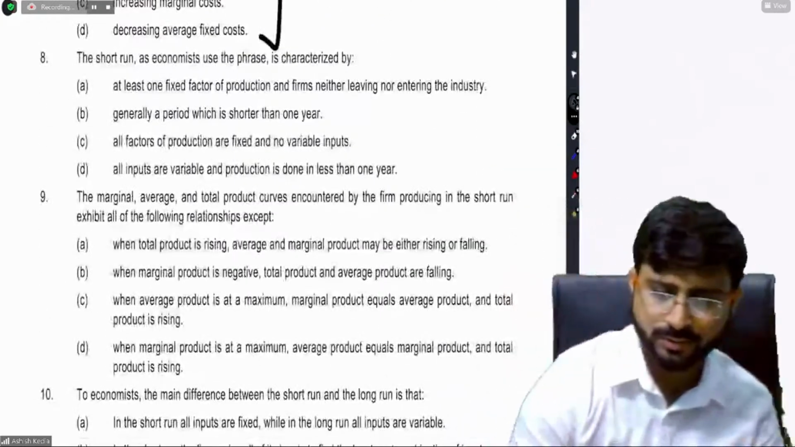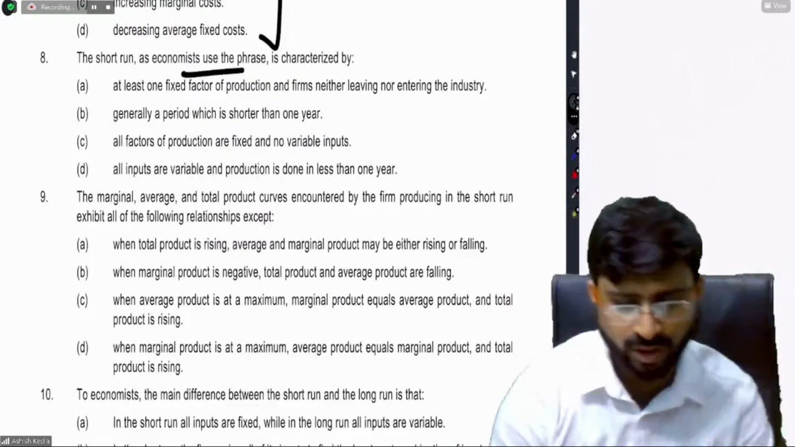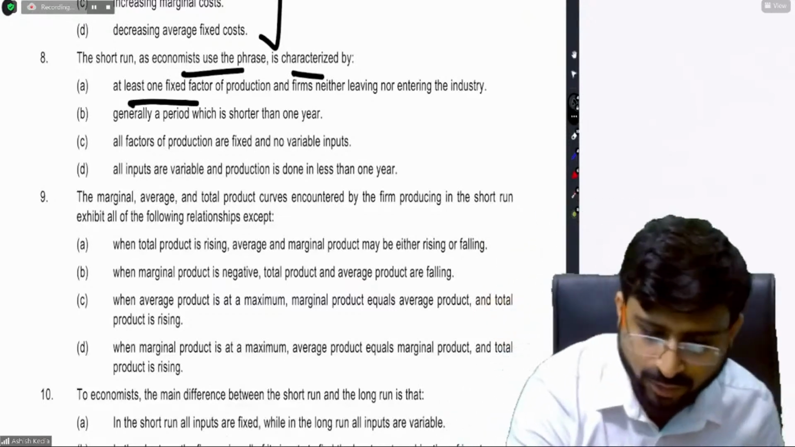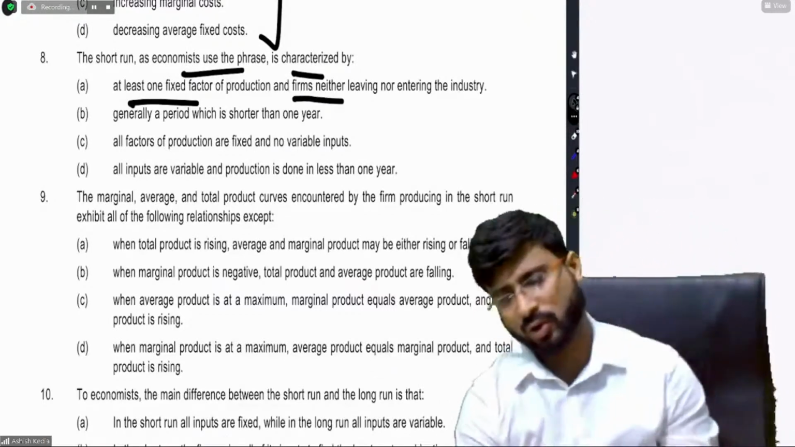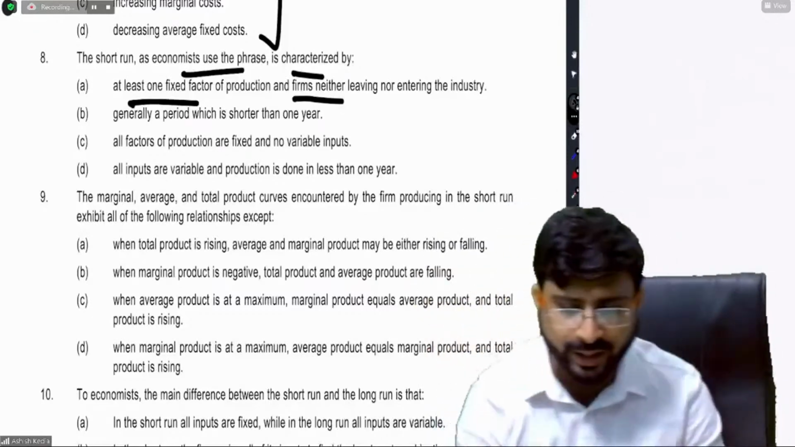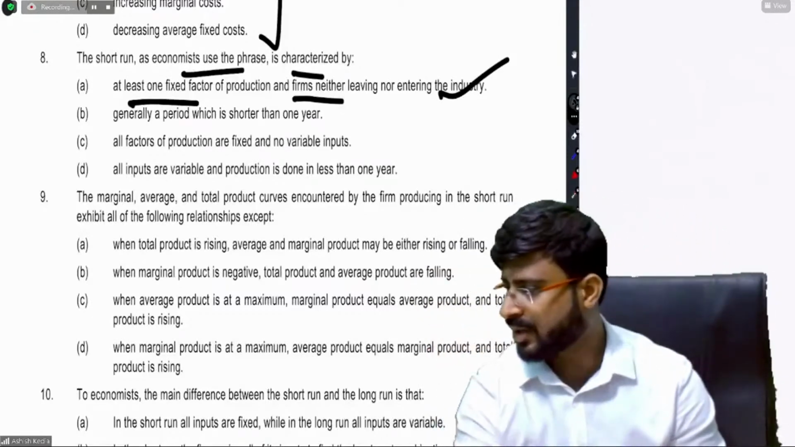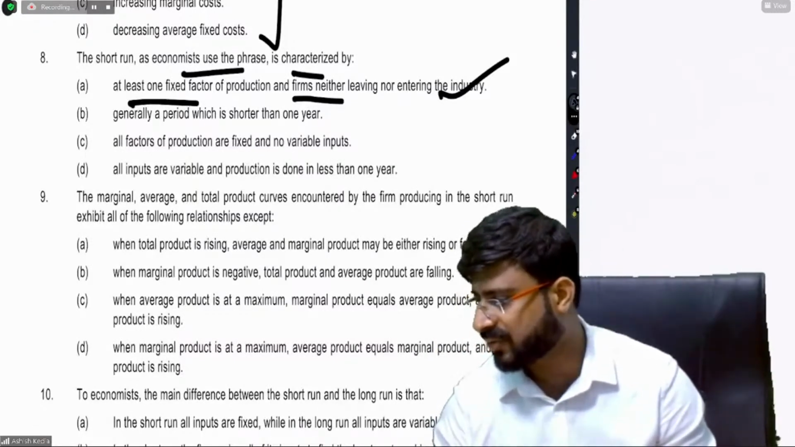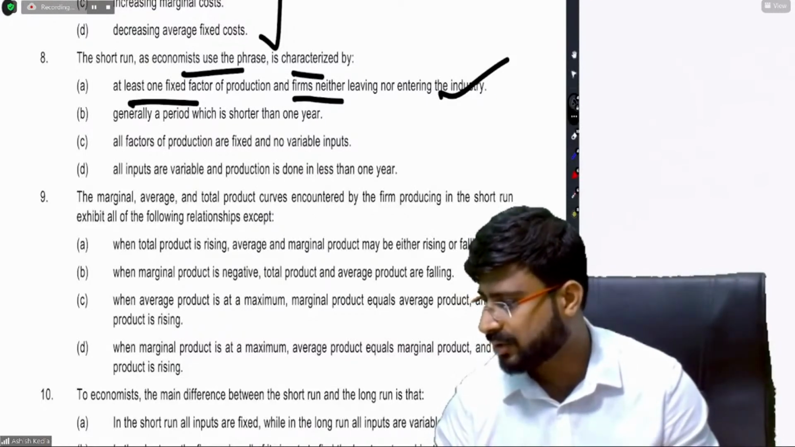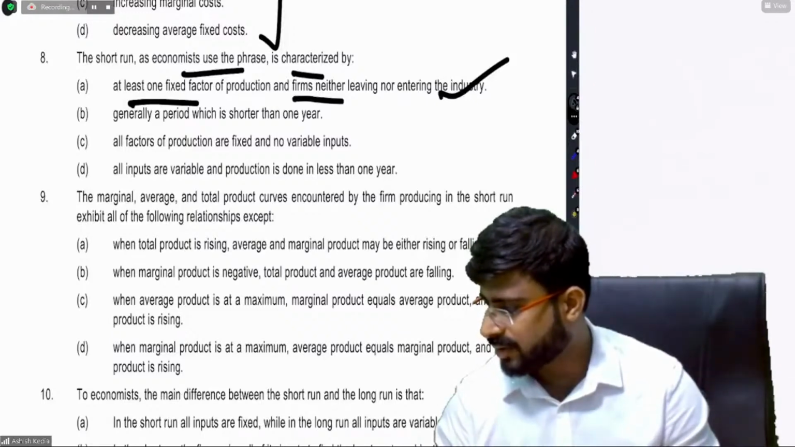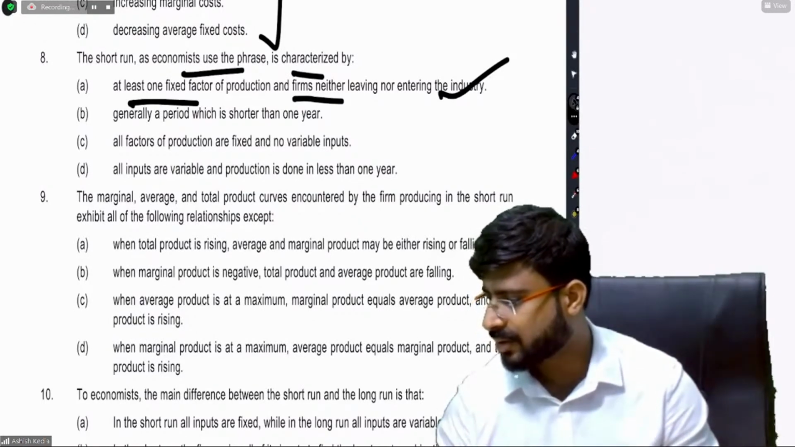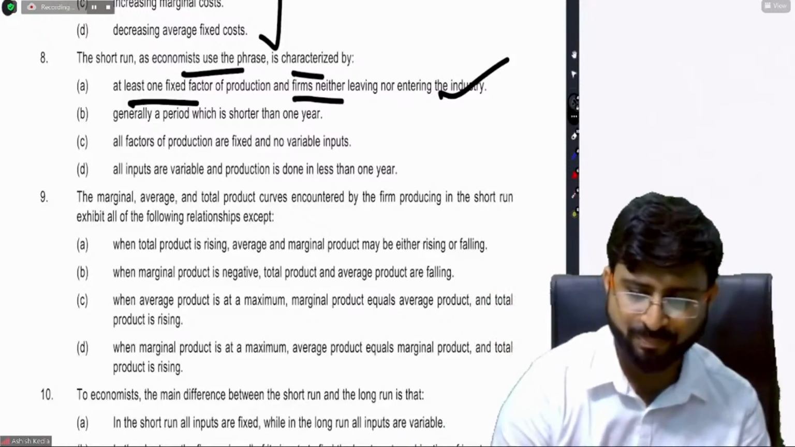This is from cost. The short run, as economists use the phrase, is characterized by what? Answer me. At least one fixed factor and firms neither leaving nor entering the industry. Correct? It is correct. At least one fixed factor is there. Right, everybody? So there is nothing wrong here. Yes, sir, you gave the correct answer. Very good.